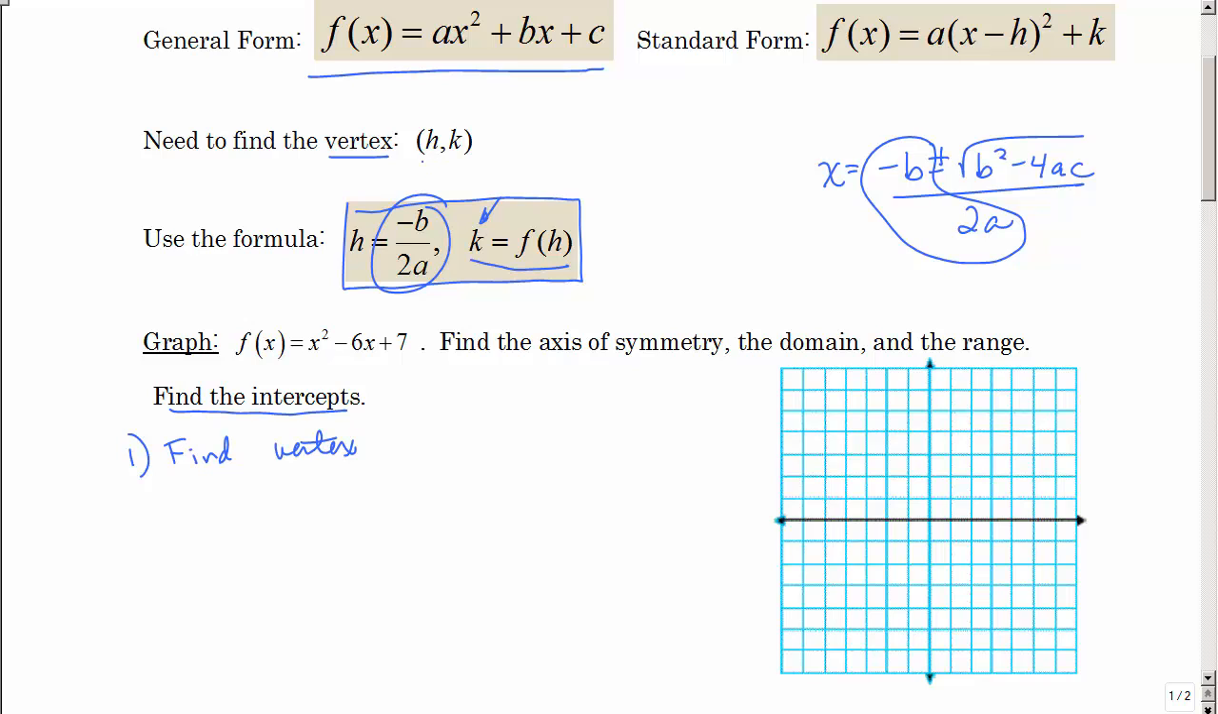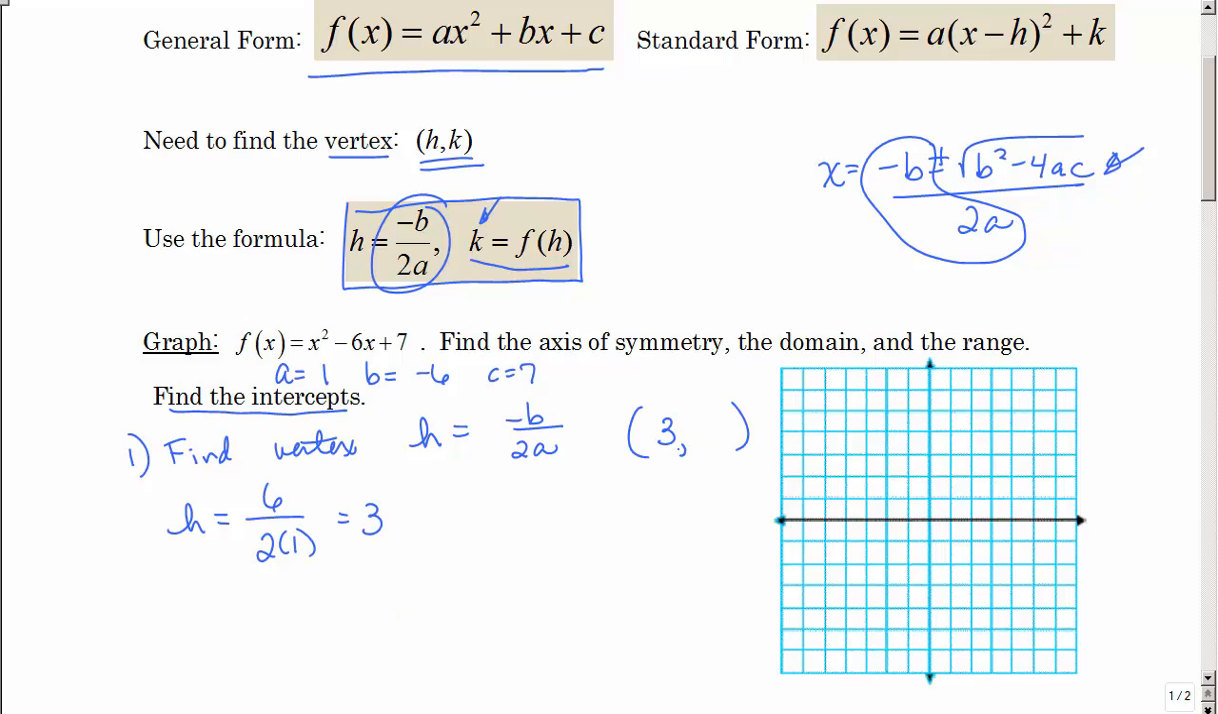Right, so our vertex, remember, is (h, k). So h is negative b over 2a. So just like the quadratic formula, because these are quadratic equations, you need to know what a, b, and c are. So a is in front of x squared, b is in front of x, and of course c is 7. And yes, c is not in this formula, but just to say. So h is the opposite of b, so that would be positive 6 over 2 times 1. So the first half of my vertex is 3.